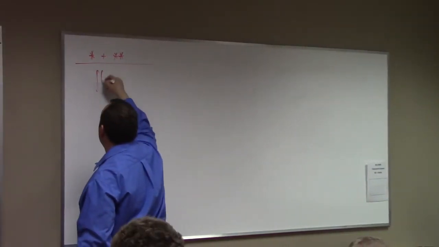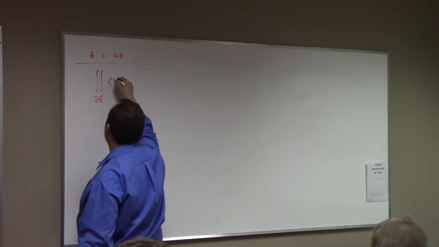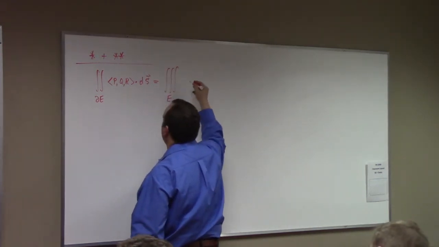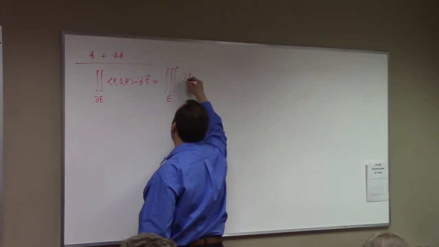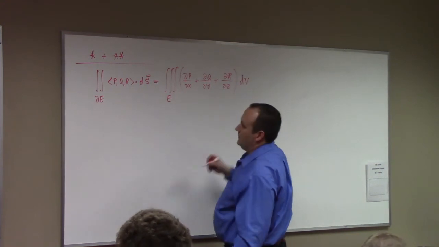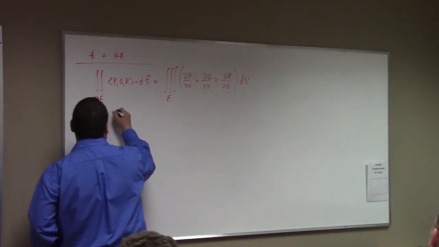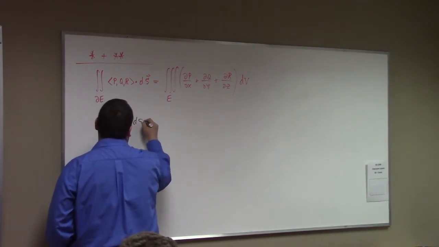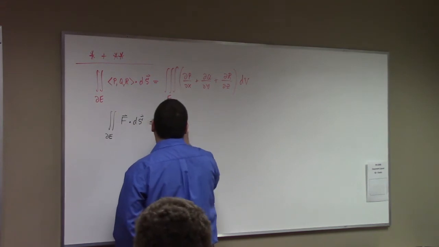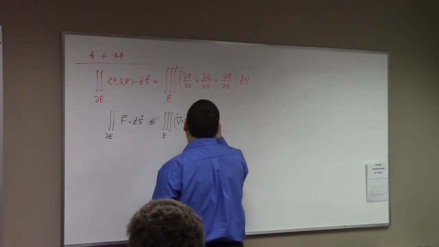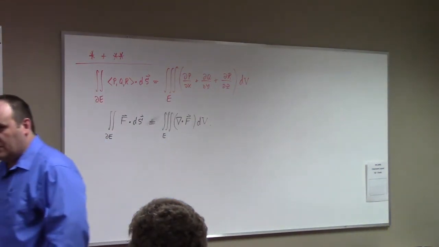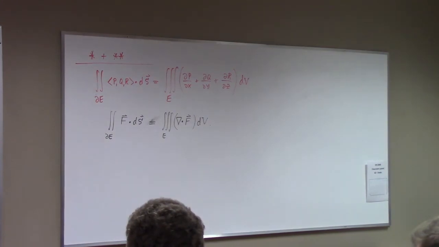We get the integral over the boundary of E of P comma Q comma R dot dS is equal to the integral over E of partial P partial X plus partial Q partial Y plus partial R partial Z dV. Put in much better terms, the flux integral over the surface of the positively oriented pillbox is equal to the integral over the volume of the pillbox of the divergence of F. And that, of course, is Gauss's theorem. So indeed, Gauss's theorem can be derived from Green's theorem, the divergence form, by considering an appropriate solid and doing the usual arguments.